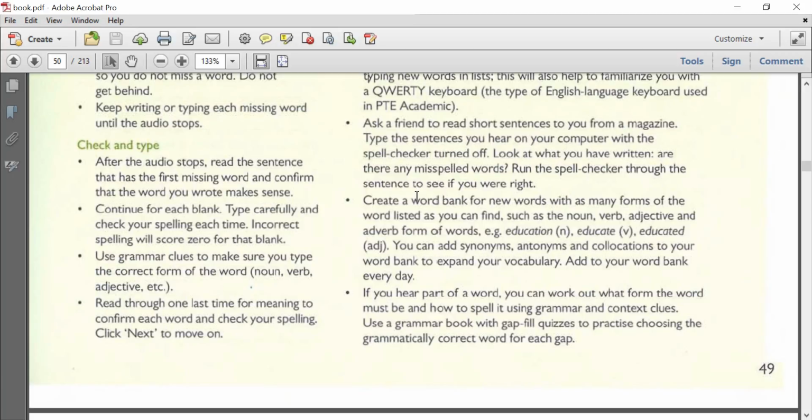Write a word bank for new words with as many forms of the word you listed as you can find, such as the verb, the noun, adjective or adverb form of the words. Education គឺជា noun, educate គឺជា verb, educated adjective. You can add synonyms, antonyms or collocations to your word bank to expand your vocabulary. Use or add to your word banks every day.